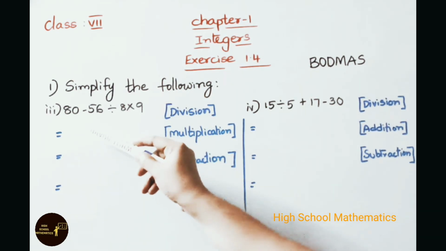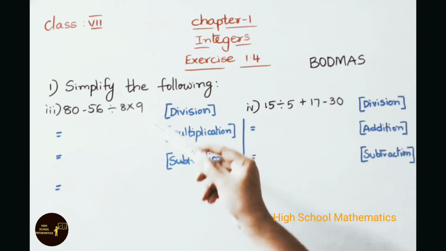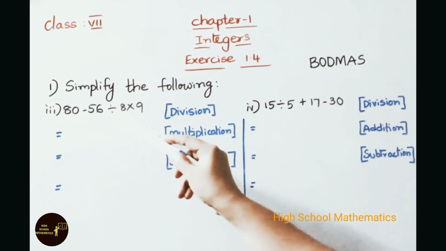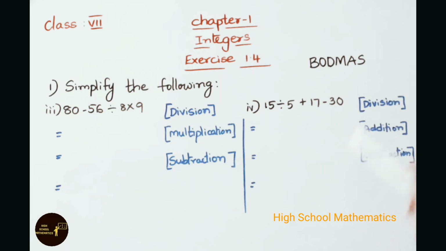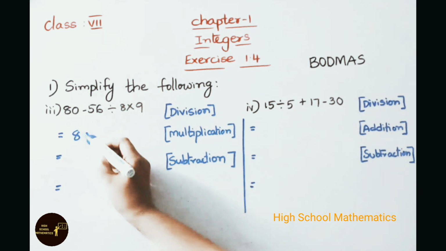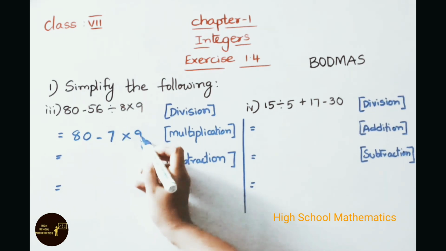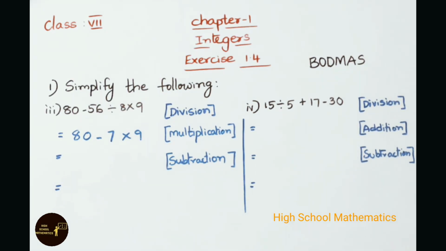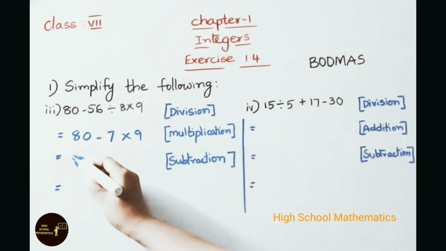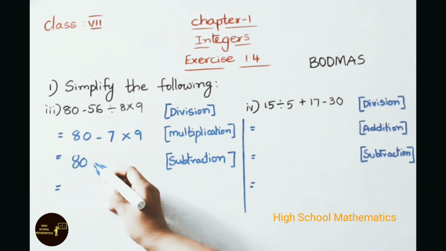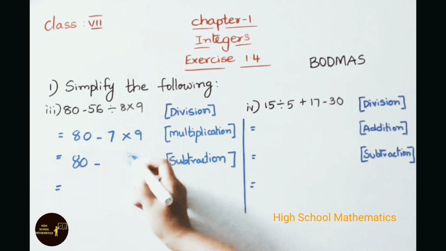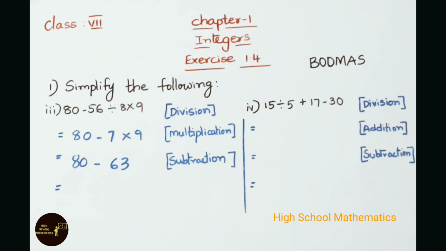See first question third sum, 80 minus 56 divided by 8 into 9. Here subtraction, division and multiplication symbols are there. According to the BODMAS rule, first we have to solve division. So write down 80 minus, 8 table 56 is 7 times. So write down 7 into 9. Subtraction and multiplication is there. First we have to do multiplication only. Let us write down 80 minus, 7 9s are 63. Now we have to do subtraction. 80 minus 63, that is 17. So the answer is here 17.